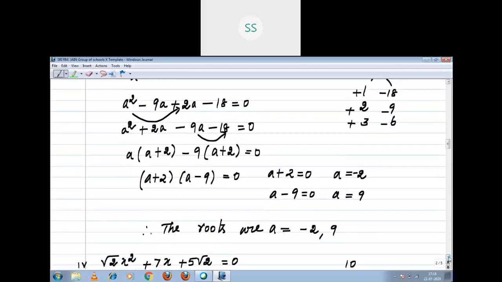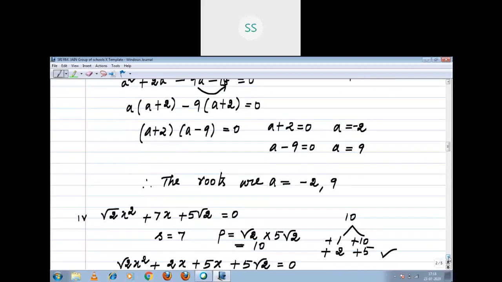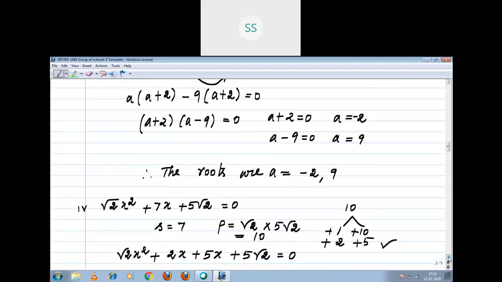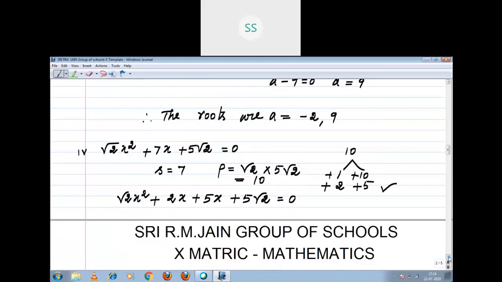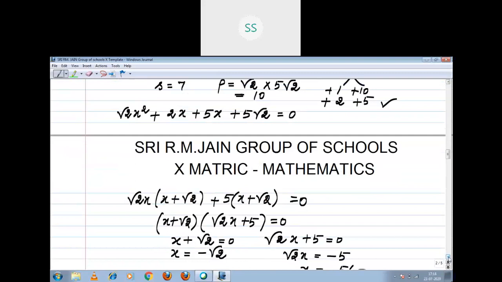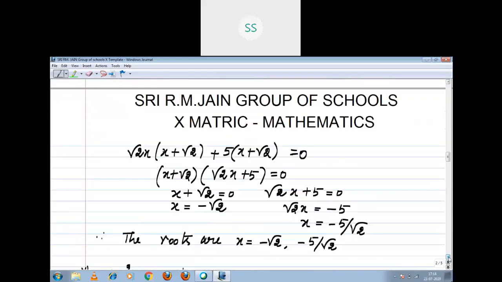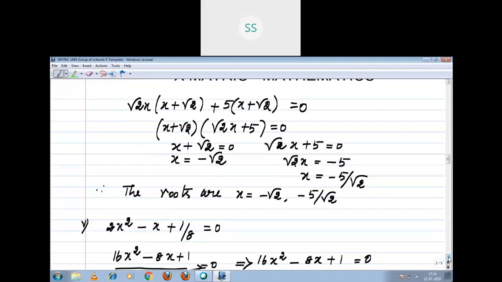Now you see root 2 x square plus 7x plus 5 root 2. Sum equal to 7, product equal to 10. Then using the possibility, you split and write the coefficient of x. Then the common term, you took it out and modified the format. You arrived at x is equal to minus 2 and x is equal to minus 5 by root 2. The last one, the constant is a fraction. I modified it into a whole number format.